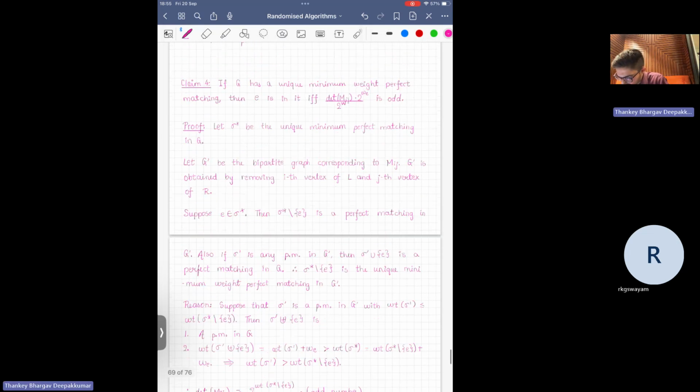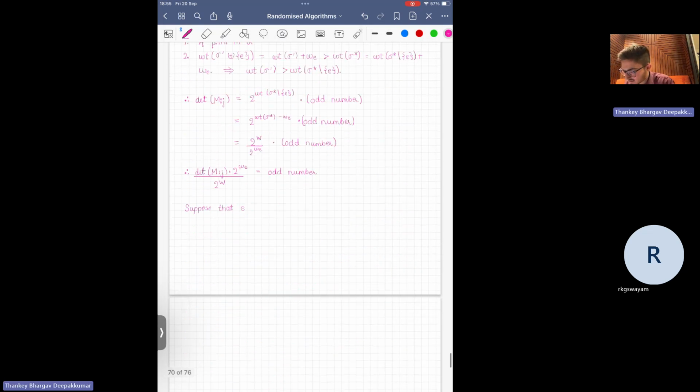Have I defined sigma star? Oh yeah, sigma star is the unique minimum perfect matching. So let's say E is not in sigma star. First question: when I remove E, can the resulting graph still have a perfect matching? Even if I remove E, the resultant graph must have a perfect matching. Then only the inclusion of E would result in a perfect matching.